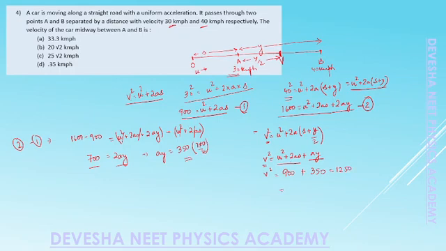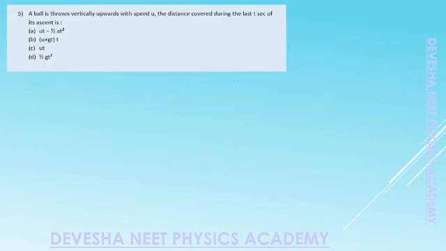So how much is v here? V is equal to root of 1250, which is equal to 25 root of 2. So this is the answer. This is the velocity at the middle of this AB. I hope you got this. Next, let's go to the next one now.